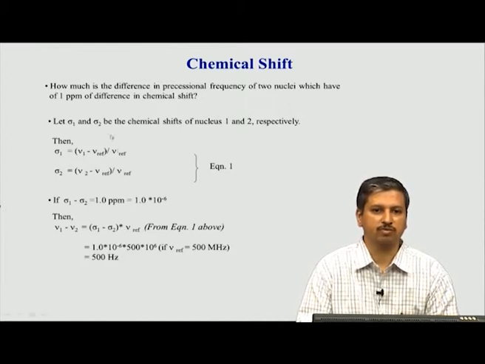It is very simple, we can go through this algebra, but what basically happens is the following. Let us say you have two peaks which differ in chemical shift by 1 ppm. So, 1 ppm means 1 into 10 to the power minus 6. Then if you want to convert this into frequency difference, remember ppm and frequency units are different. So, we want to convert into frequency.